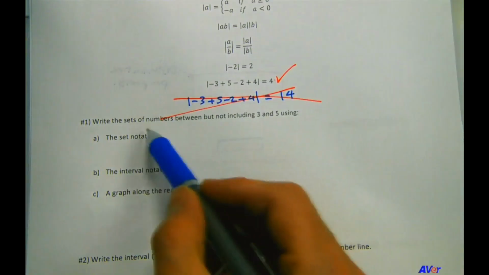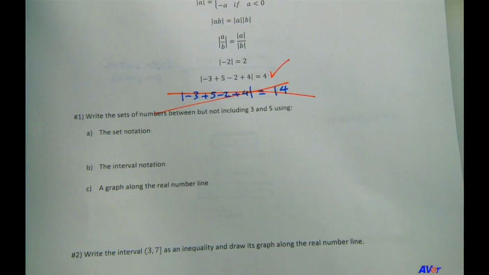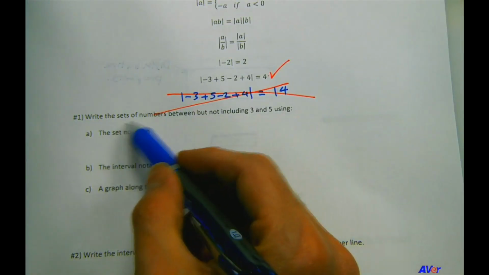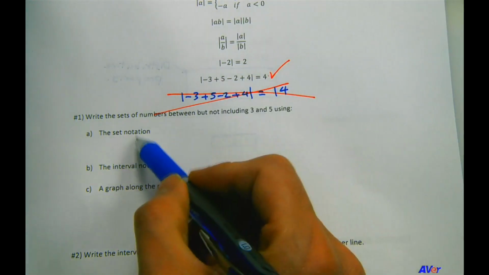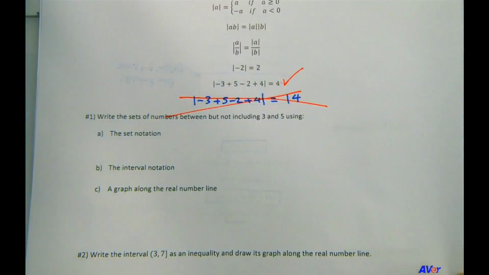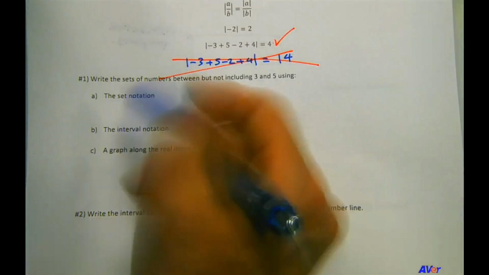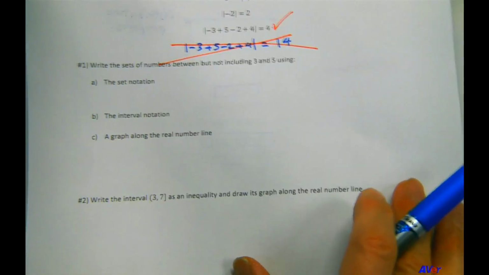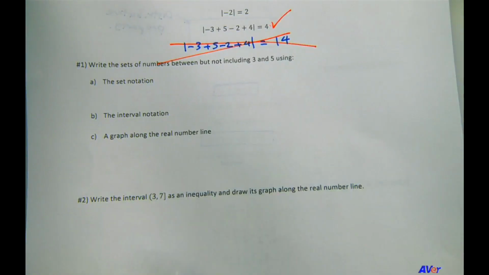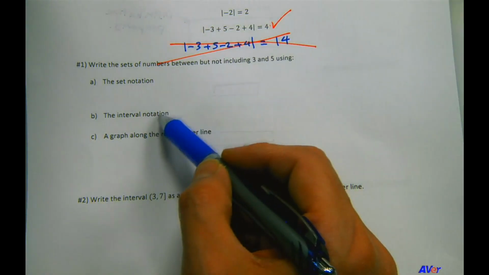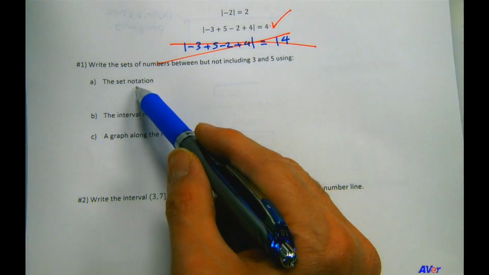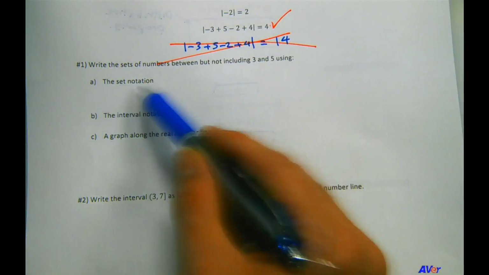Okay, so these are the first exercises. It says, write the sets of numbers between, but not including, 3 and 5 using the set notation, the interval notation, and a graph along the number line. So this question is asking us to make the same statement in three different ways. One of them is graphical, another is symbolic using interval notation, and the other is also symbolic but using a different notation, set notation.